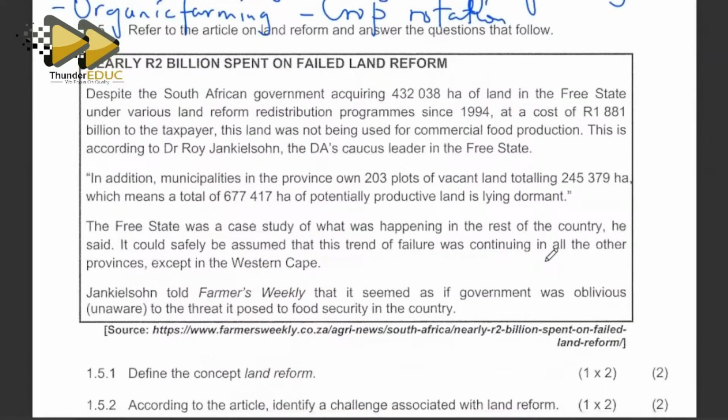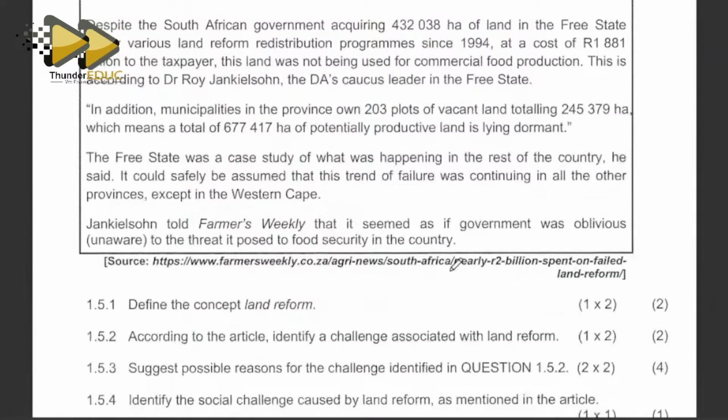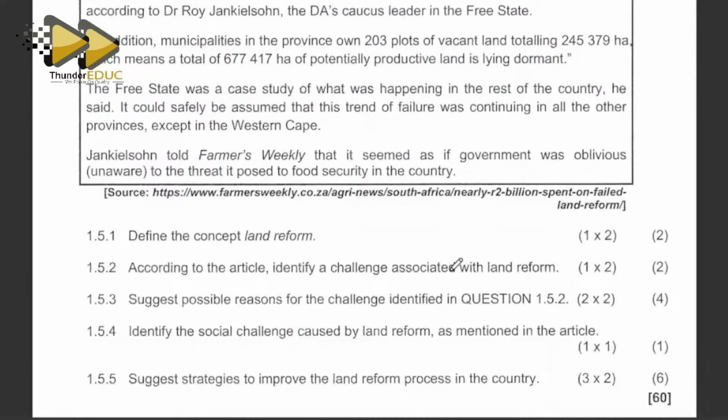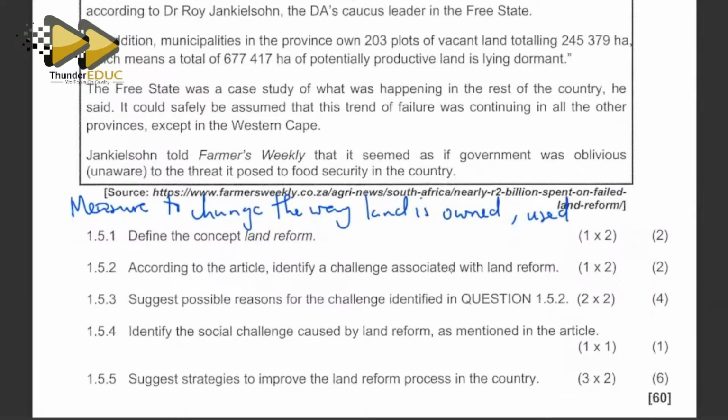It's an article, nearly 2 billion spent on failed land reform. Define the concept land reform. When you're defining this concept, you must address the basics. So land reform, basically, we can say it's a policy or a measure to change the way land is owned or used and managed.